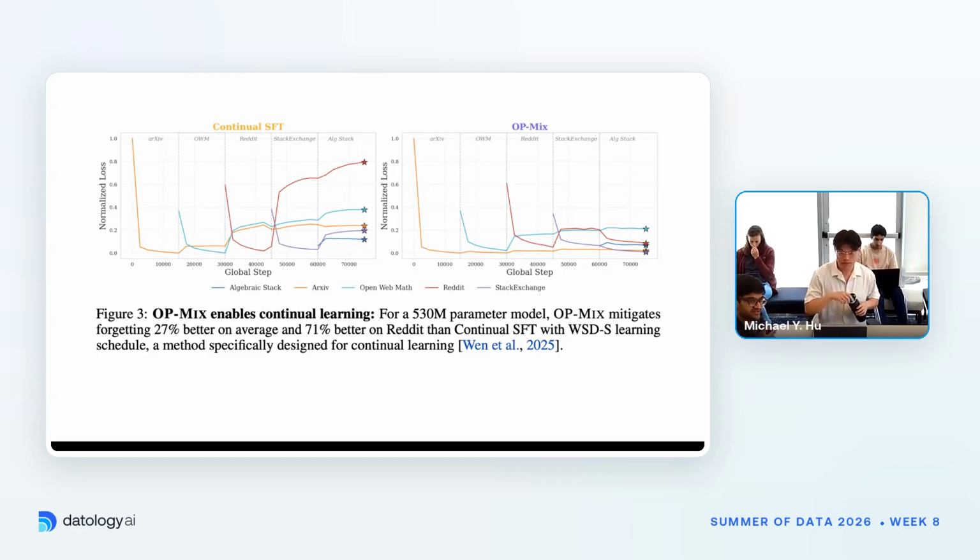Can you clarify what is the objective that OpenMix is trying to optimize for, let's say, at the 30,000 boundary? Yes, so there, just starting on Reddit, it would want to reduce the loss on arXiv, OpenWebMath, and Reddit uniformly. Okay. And for continual SFT, the goal is to just fine-tune on Reddit, right? Yes, just fine-tuning on Reddit. Understood.